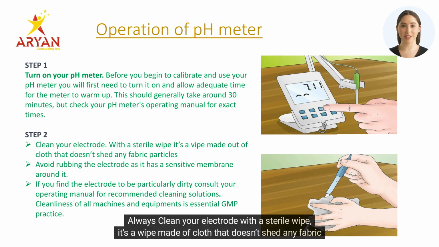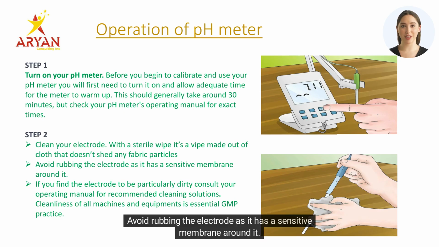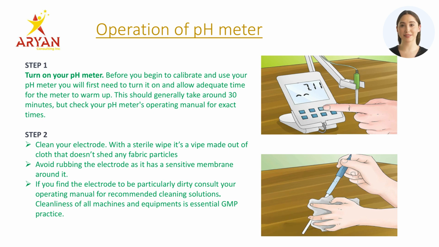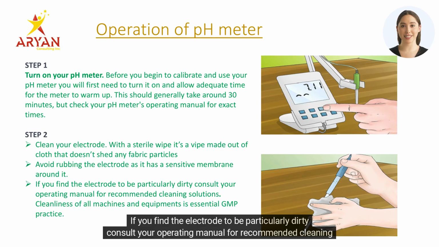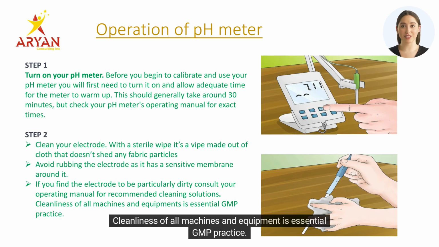Always clean your electrode with a sterile wipe. It's a wipe made of cloth that doesn't shed any fabric particles, commonly used in clean room operations. Avoid rubbing the electrode as it has a sensitive membrane around it. If you find the electrode to be particularly dirty, consult your operating manual for recommended cleaning solutions. Cleanliness of all machines and equipment is an essential GMP practice.